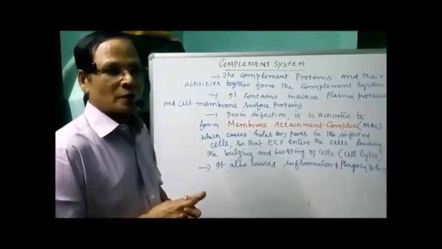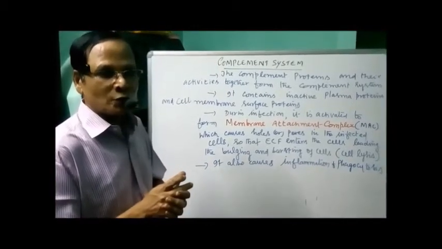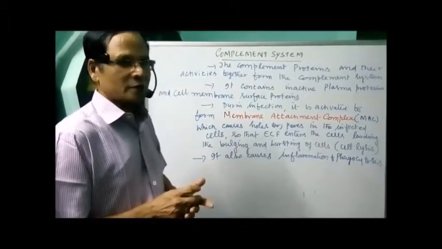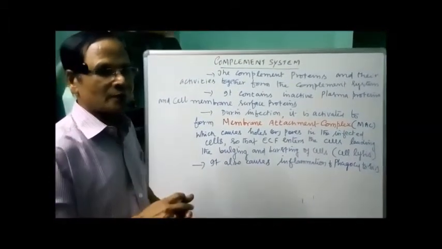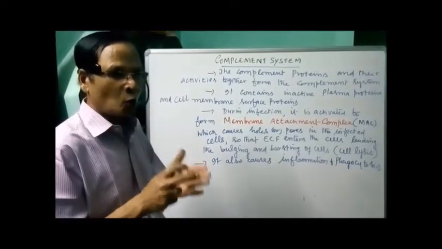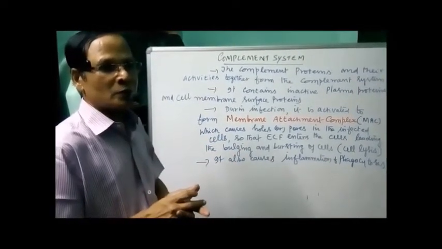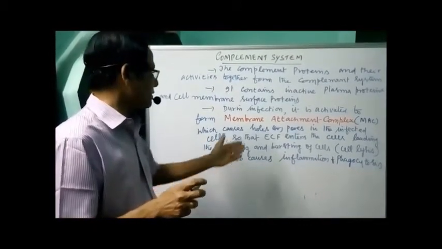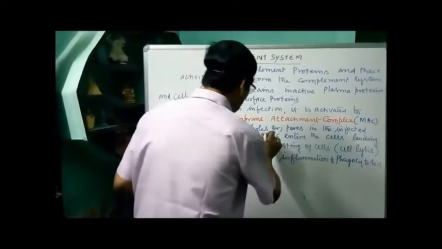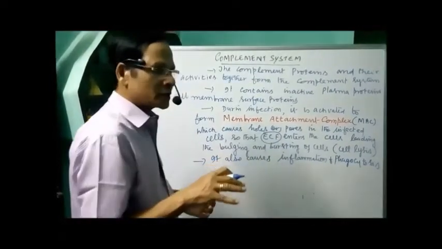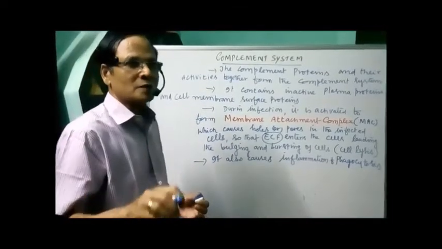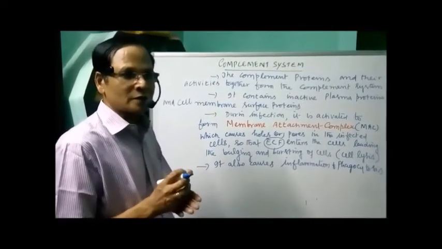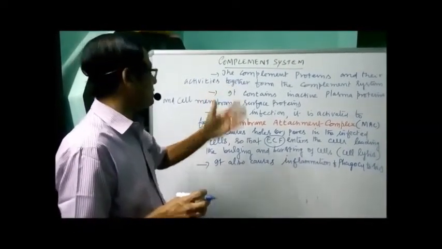During infection, these proteins are activated to form a complex. What complex? Membrane attack complex. It is attached to the surface of the infected cell and causes holes or pores in the membrane. So the fluid from outside, the extracellular fluid, enters the cell. So there is bulging of the cell, and ultimately the bursting of the cell occurs. This is called cell lysis. So it causes the cell lysis of the infected cells, a mechanism brought about by the complement system.